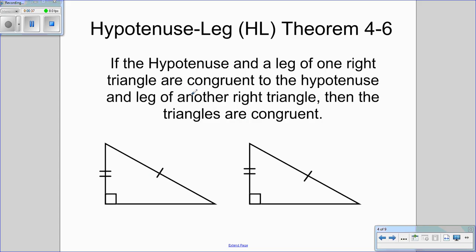So here's how the hypotenuse leg theorem works. If the hypotenuse and leg of one right triangle are congruent to the hypotenuse and leg of another right triangle, then the triangles are congruent. So here we see two right triangles. We have the hypotenuse of one triangle congruent to the hypotenuse of another, and one pair of legs are congruent. So these two triangles are congruent by the HL theorem, hypotenuse leg theorem. Okay, so this is just another way to prove triangles congruent, but it's specific to right triangles.